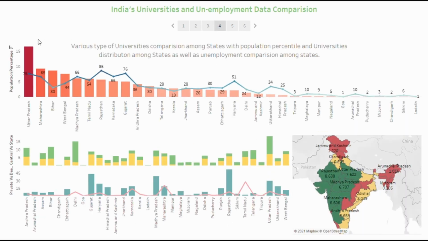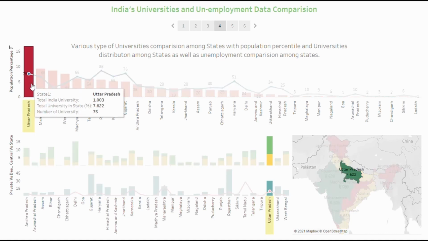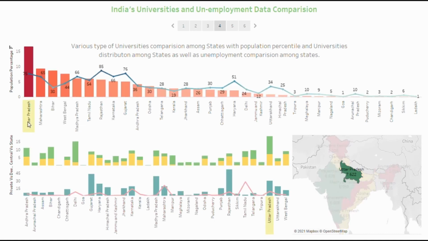Well, the next tab is a dashboard for university distribution and unemployment data. Here you can see all the data in one board. You can select a state and visualize all the data related to the university, its type, its count, and other information.